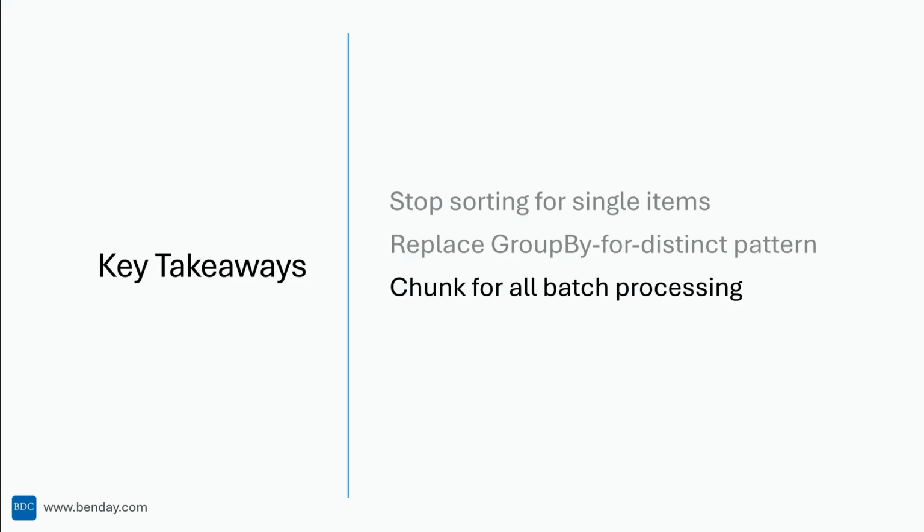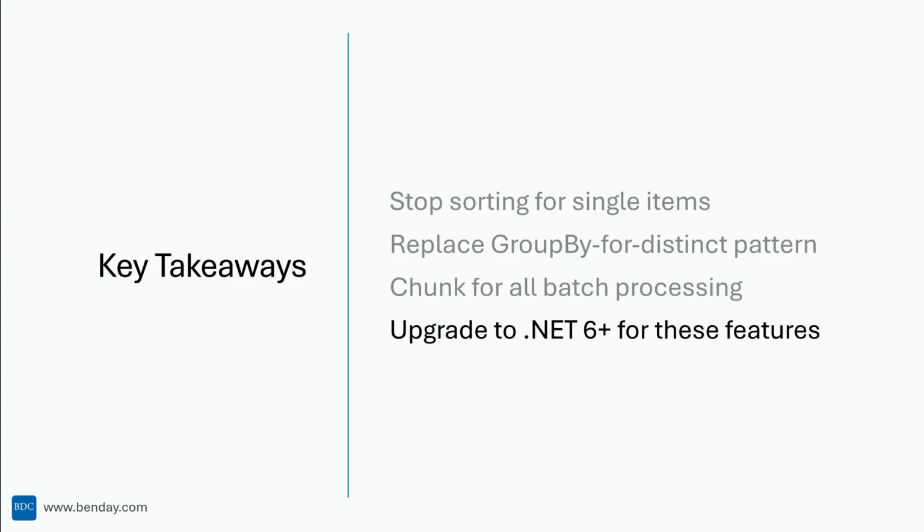Whether it's API rate limits, database transactions, or parallel processing, Chunk should be your go-to method for batch operations. It's more efficient than Skip Take and clearly expresses your intent to process in batches. These methods alone justify upgrading from older .NET versions. They're not just convenience methods, they represent years of community feedback transformed into efficient, production-ready implementations that solve real problems.